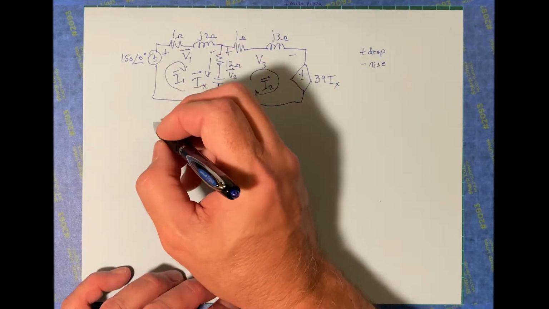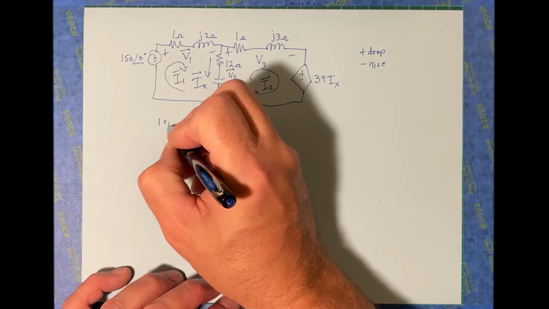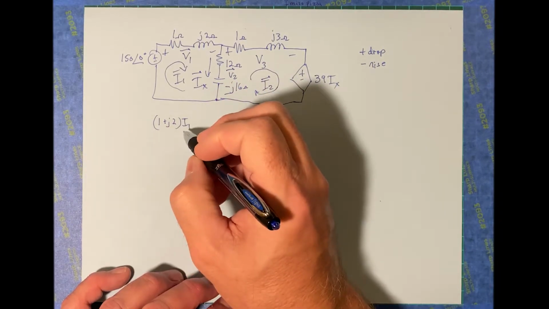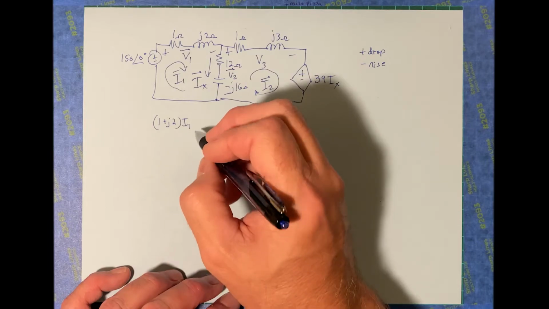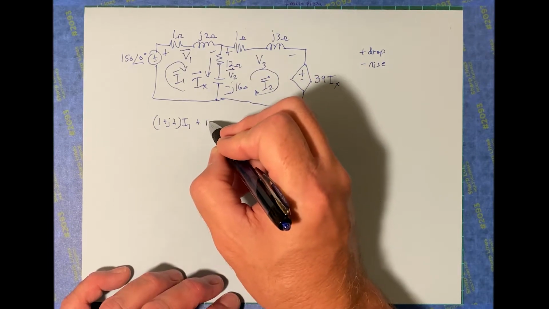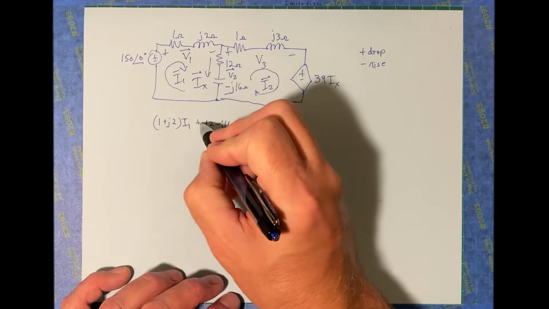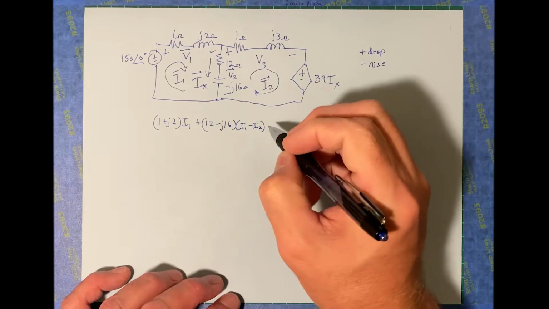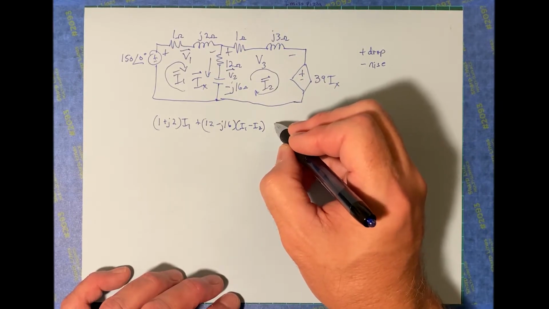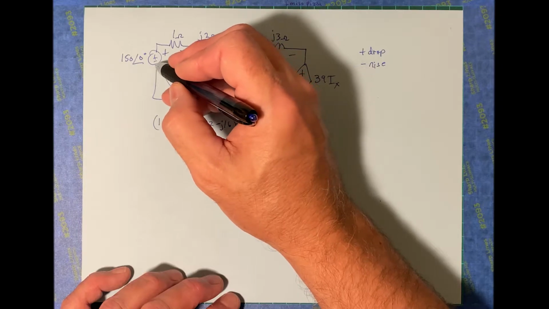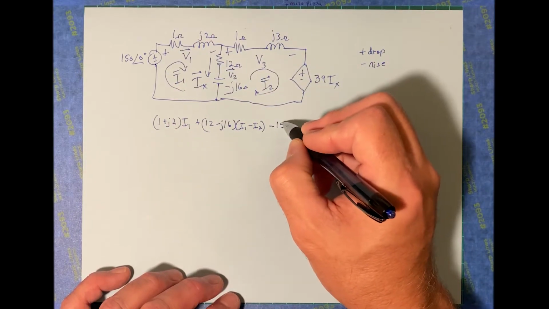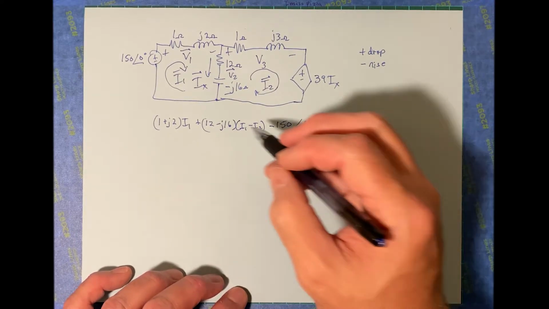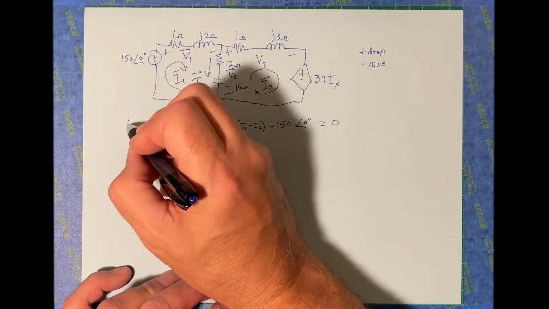And let's see, what have I got? I've got 1 plus J2 times I1. That's actually what V1 is. Plus 12 minus J16 times I1 minus I2. Then we're going to have a rise across this, which is going to be minus 150, angle 0 degrees, and that's 0, like that. Okay, before we go any farther, this is for our left loop.